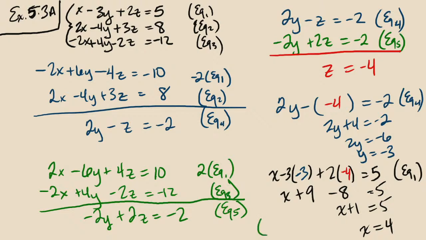kind of separated it out here. So we plug in x, which is 4, negative 3 for y, and negative 4 for z. All right, and that's the idea of what we're doing.